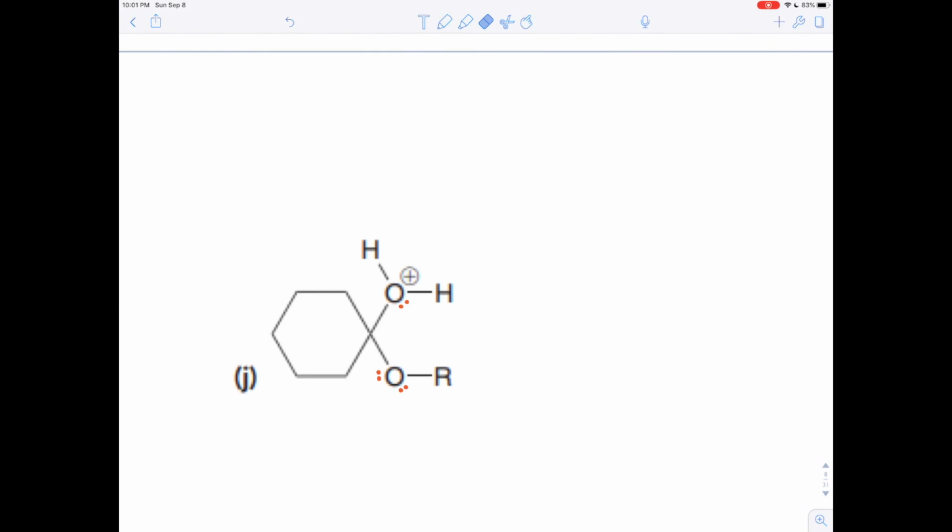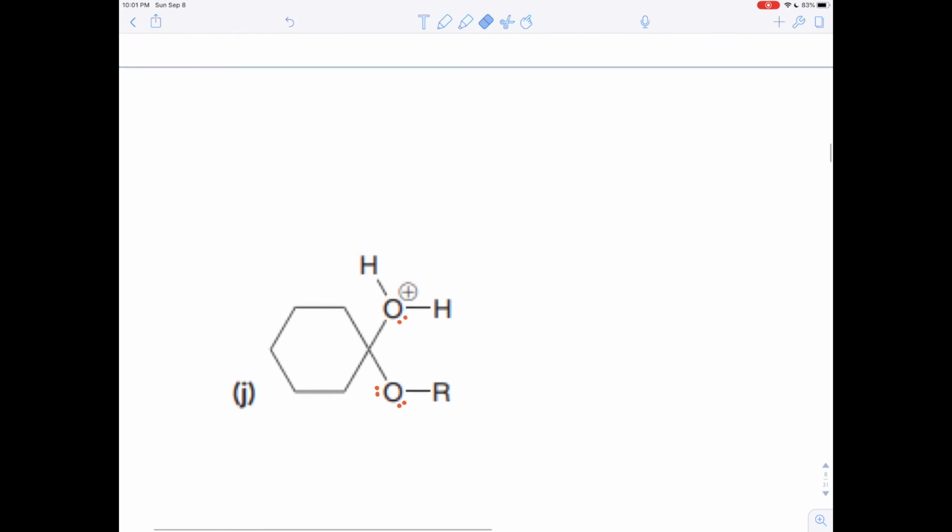And so these lone pairs are electrons that are going to be involved in reactions, and they're also electrons that may move around a molecule, as we'll see later in this chapter. So it's important to be able to see them on oxygens.